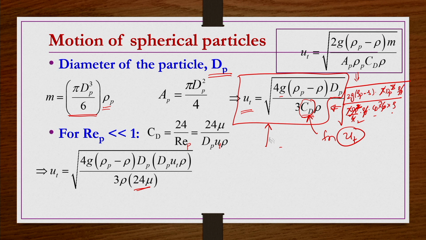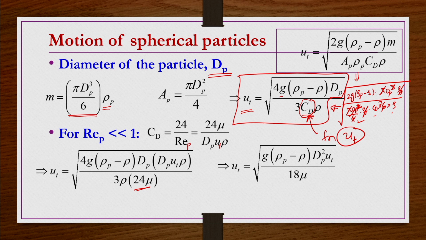Simply what you will get is the terminal velocity under Stokes flow regime, right? So here this rho is cancelled out, right? And then dp and dp square is there. So ut is already as it is, g rho p minus rho is as it is. This 4 by 3 multiplied by 24, that you can write as 18, because 4 ones are 4, 6 threes are 18. So 18 mu as it is.